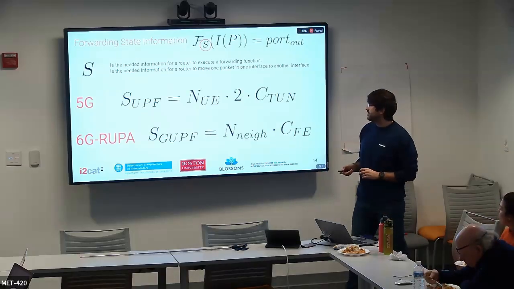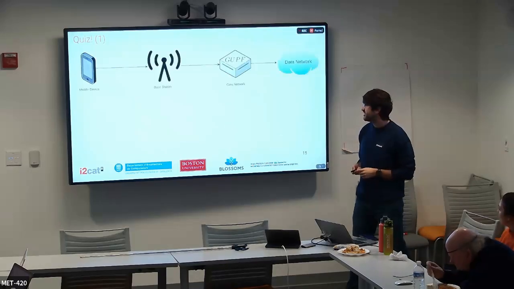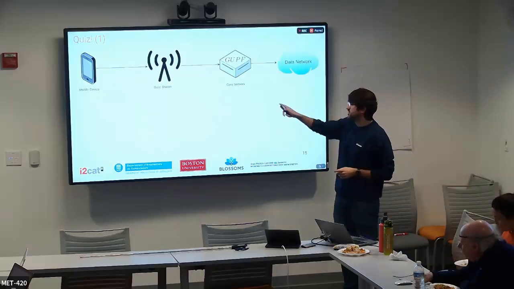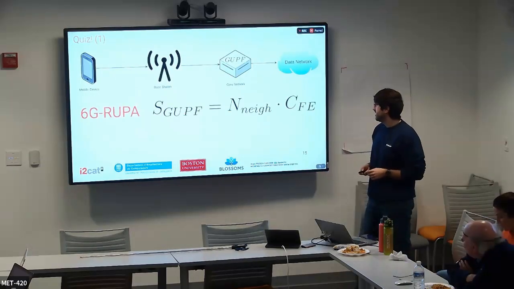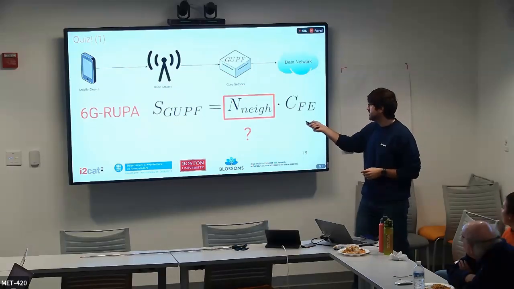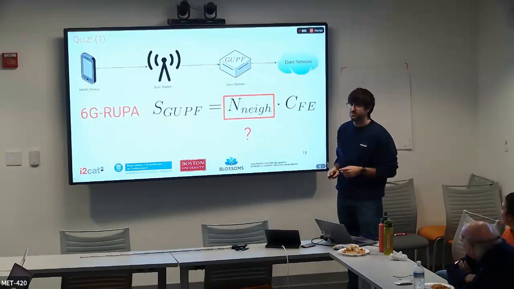At this point, I think half of you might be disconnected already, so let's do a quick quiz. Again, we have this scenario. We have the router here. We have the expression of 6G-RUPA. What's the value for this scenario? What's the value of the number of neighbors for the router?